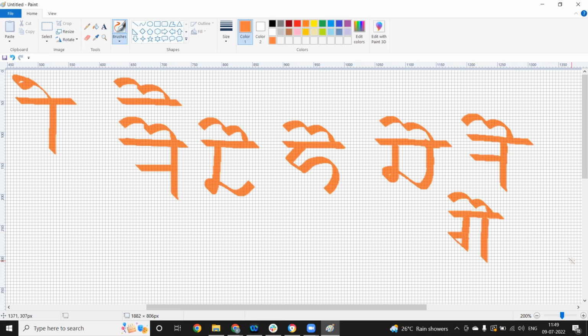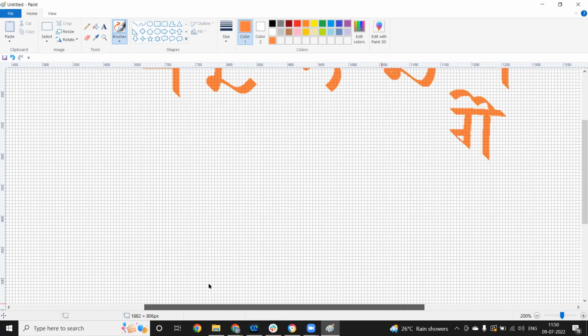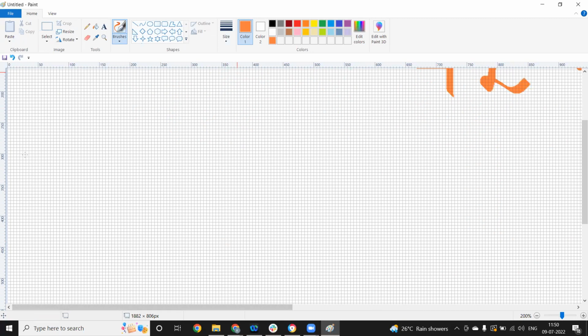Slightly away from the vertical stroke. So these matra, particularly O and Ow, you will have to keep this thing in mind. Next one is Ow.